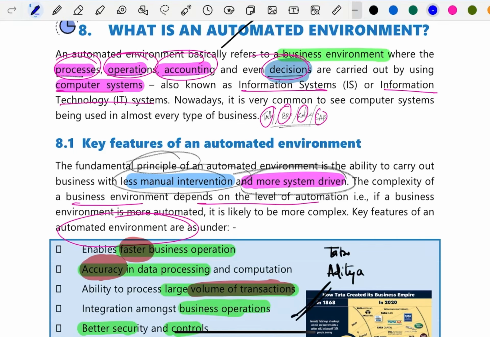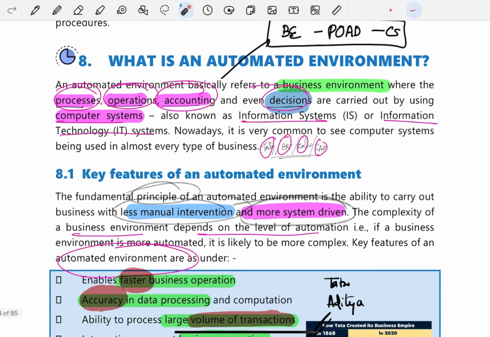So now let us quickly revise the automated environment part. This video is going to be very short, some 5 to 6 minutes. So let's start. Automated environment, first and foremost, the definition of automated environment. You can remember it like this.